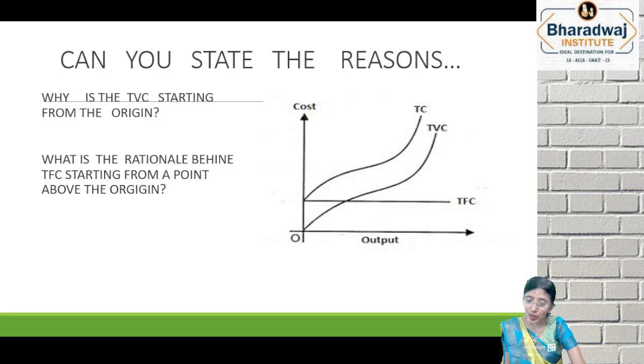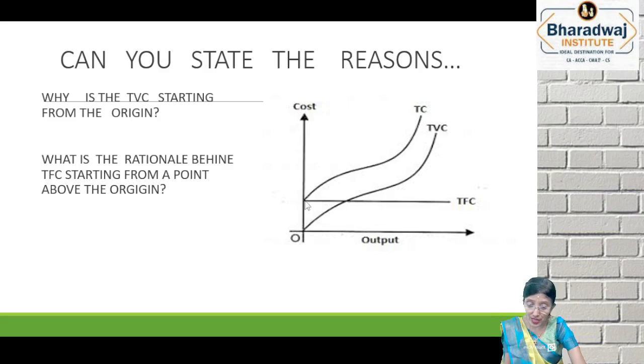TVC is about total variable cost spent on variable factors, and they are required only when the production process is on, isn't it? So you don't require raw materials, fuel, or daily wage laborers. You don't require them and there is no production. So it is zero. When the production is zero, total variable cost is not incurred.